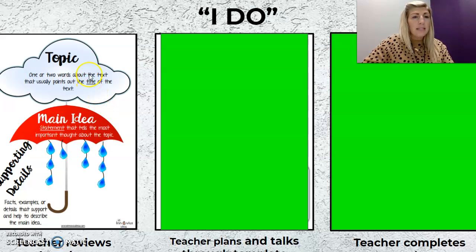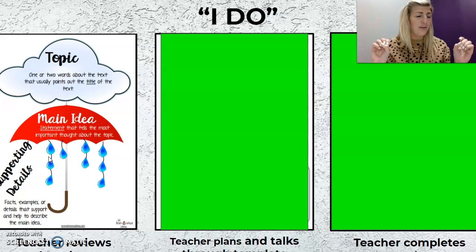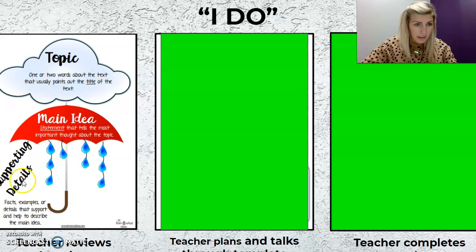So I know I can get my topic from a title usually. My main idea supports that title or that topic. Okay, so these are very connected. And then from there, I have my raindrops, which are my supporting details. And is that just anything? I wonder if I can just open up my book and pick any sentence. No, I don't feel like that was right. What were my supporting details? Oh, that's right. My poster tells me.